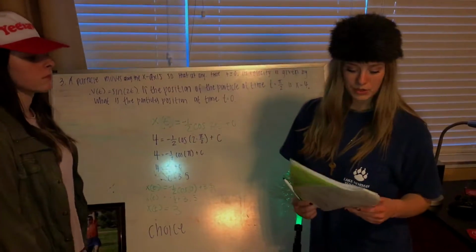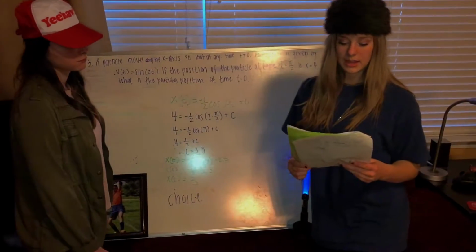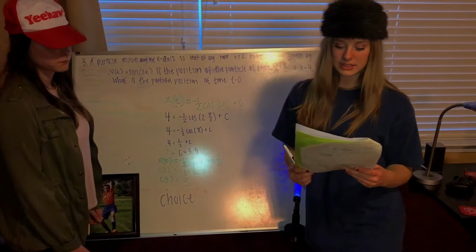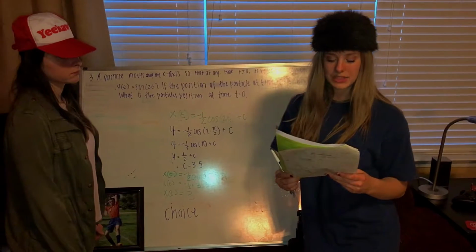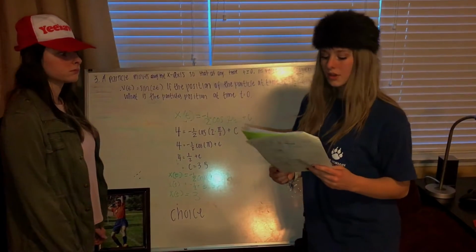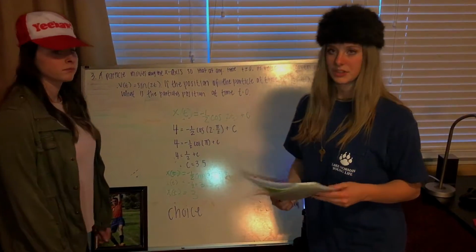This is problem 3. A particle moves along the x-axis so that at any time t is greater than or equal to 0, its velocity is given by v of t equals sine of 2t. If the position of the particle at time t equals pi over 2 is x equals 4, what is the particle's position at time t equals 0?